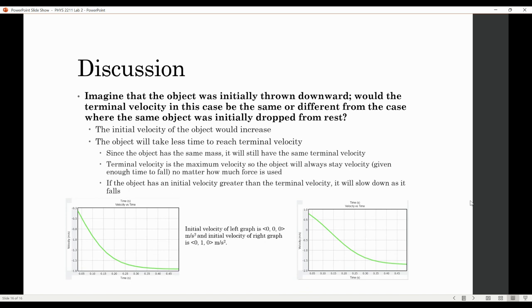Throwing the object downward would only increase the initial velocity of the object. Since the mass of the object is the same, the terminal velocity will also remain the same. However, the object would reach terminal velocity at a much faster rate than it normally would have.